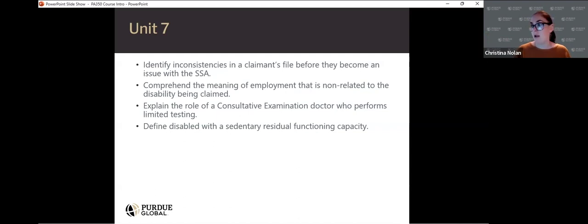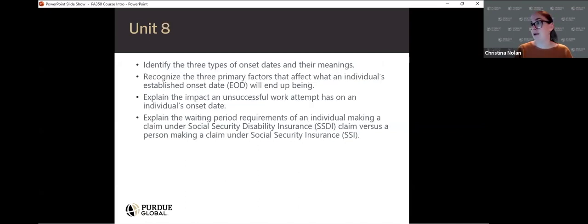What is their role? And then we're going to look at what it means when you're disabled with a sedentary residual functional capacity. Again, I told you we go through a lot of specialized vocabulary. You will be an expert. You will know exactly what that means by the time you take this course. Like I said, it's a really practical course.